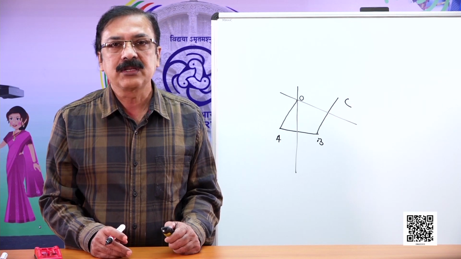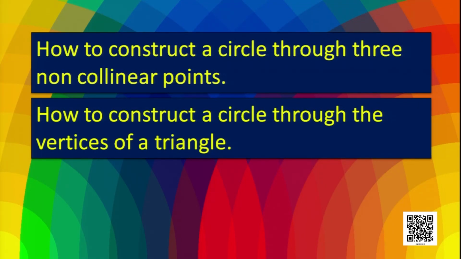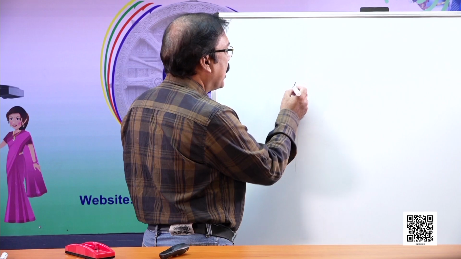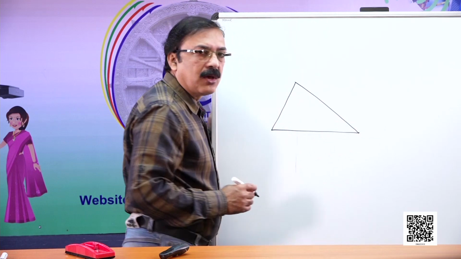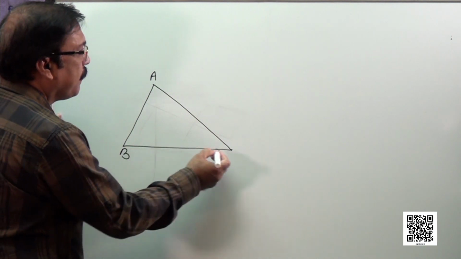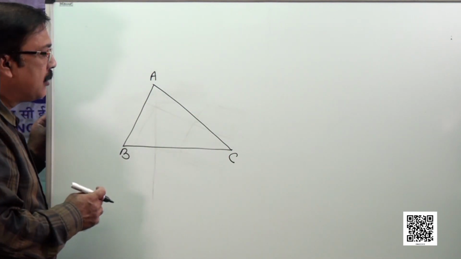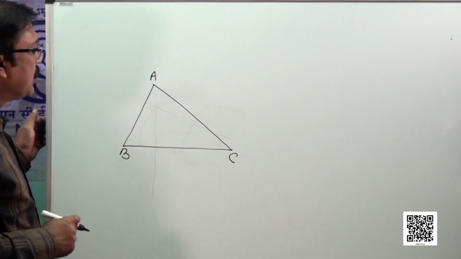Another type of construction can also be solved by this: how to construct a circle through the vertices of a triangle. If the vertices of a triangle are given, that means a triangle is given, then how to construct the circle that passes through the three vertices, that means how to draw the circumcircle. Now see, if ABC is a triangle, then we have three non-collinear points A, B and C.